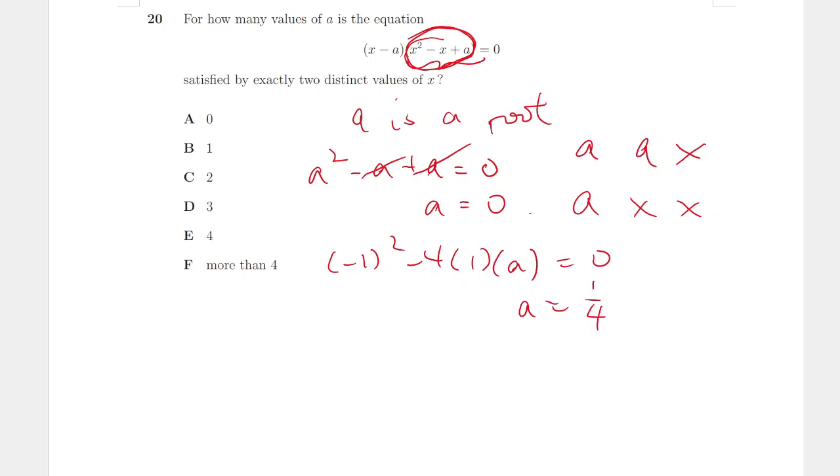I mean, the value of a doesn't exactly matter, but just for the sake of completeness. If a is a quarter, then the quadratic gives you repeated roots. So a equals 0 or a equals a quarter. So therefore, two values of a does the job. So be careful.